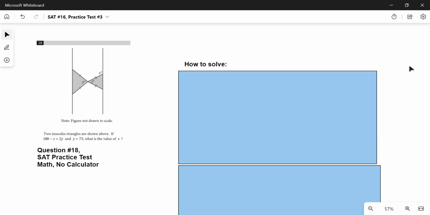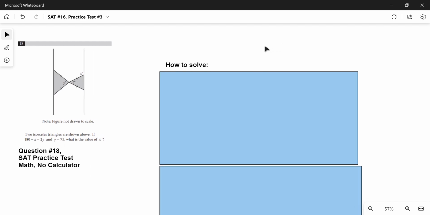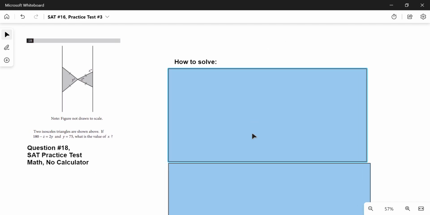Hello everyone, today we'll be looking at question number 18 on SAT practice test number 3, Math No Calculator section. So here we have two isosceles triangles shown above. If 180 minus z equals 2y and y equals 75, what is the value of x? Now we'll go into a step-by-step analysis of how to solve this problem.